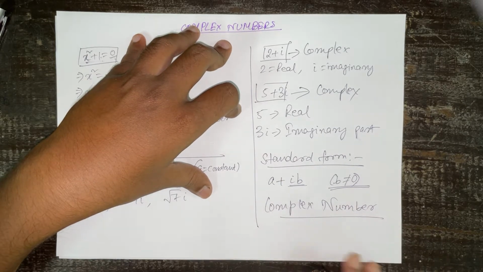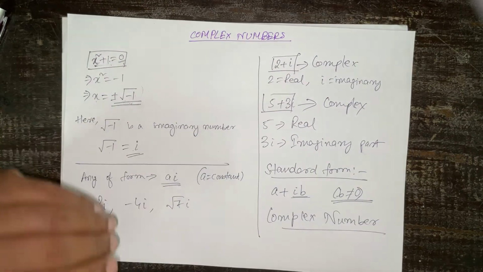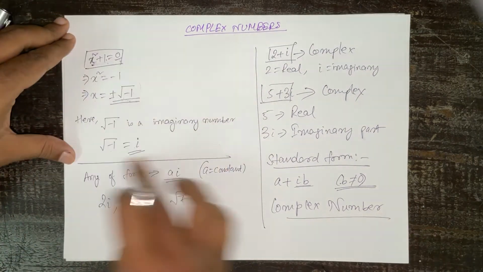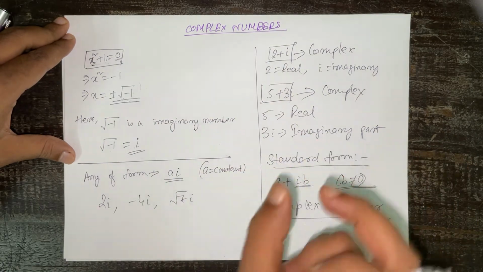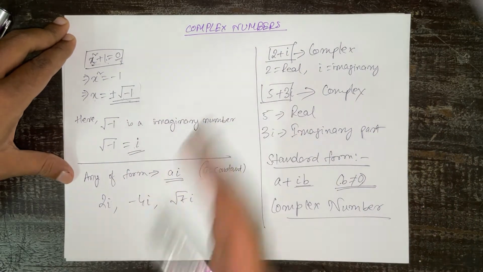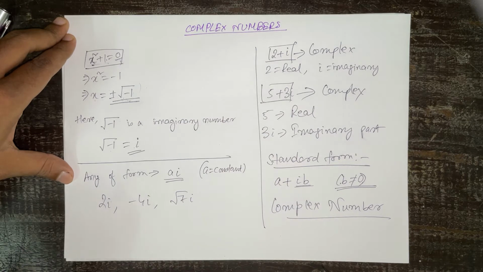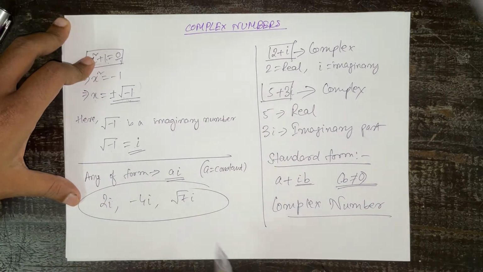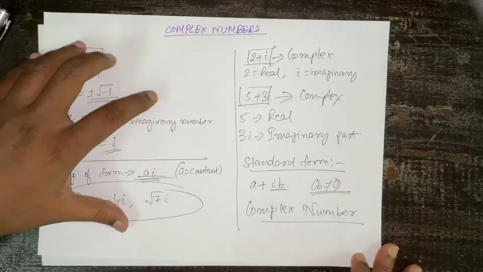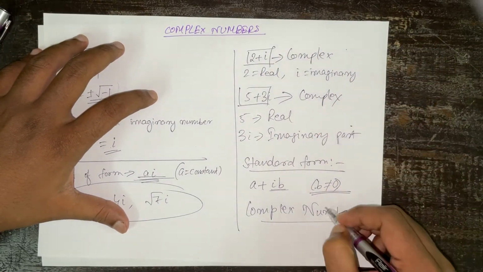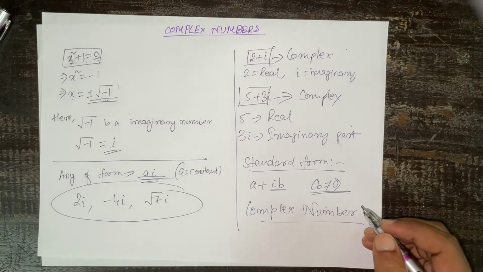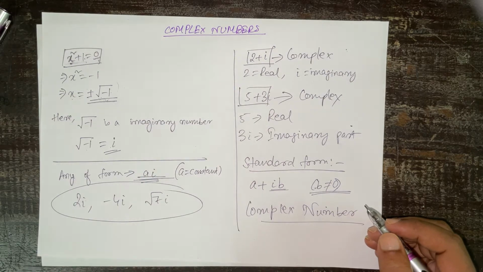I hope the basic idea of complex numbers is clear to you from this page. We started off with what the imaginary number is. Then we saw what a pure imaginary number is, numbers of the form ai. Then we saw what complex numbers are and the standard form of a complex number. Now let us look into how we solve these numbers.